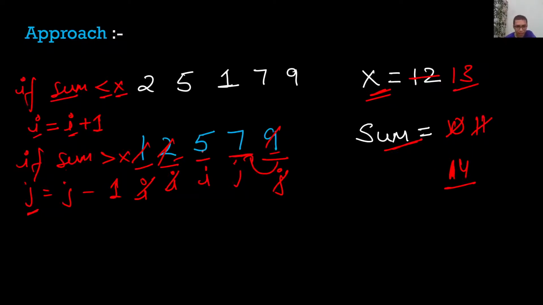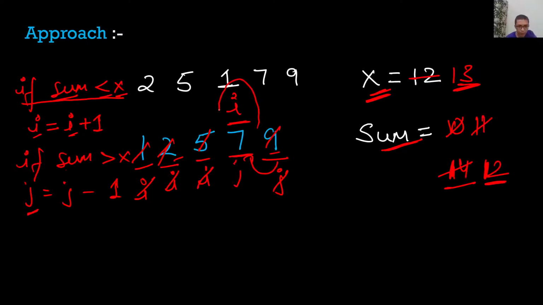So now we have 5 and 7, right? So this time the sum would be 5 and 7, which is 12, right? Again, the sum is smaller than x. 12 is smaller than 13. So if sum is less than x, increment the value of i, right? So I'll discard this one and I'll move i over here, right?